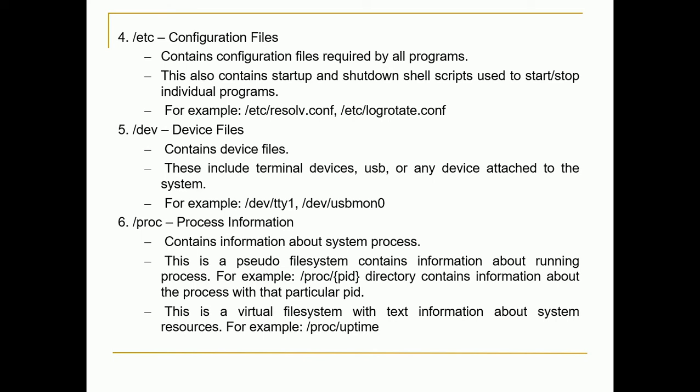Then under the root directory we have a folder named /proc, which contains information about the system processes. This is a pseudo file system containing information about the running processes. For example, /proc/pid. This directory contains the information about the process with a specific ID. Every process has its own unique process ID. This is a virtual file system with text information about the system resources. For example, /proc/uptime.